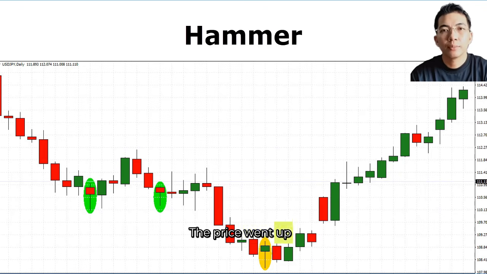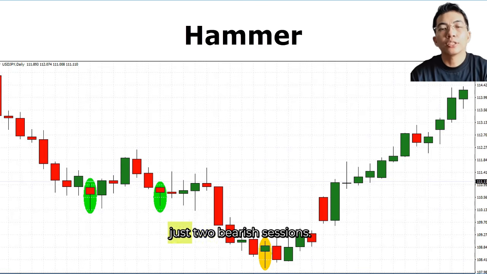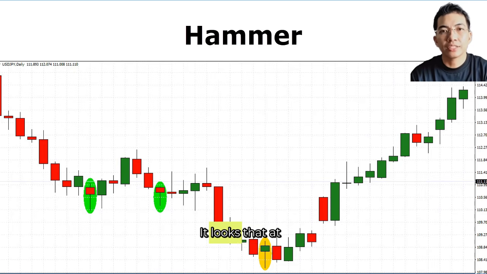The price went up after the first hammer, but then it started to go down again. The second one has the shape of a hammer, but I will not consider it after just 2 bearish sessions. I can't certainly say that the price was going down. It looks that at that point the pair was in a sideways trend more than a downtrend. Last one, the one highlighted in yellow, is the one that we are going to analyze.